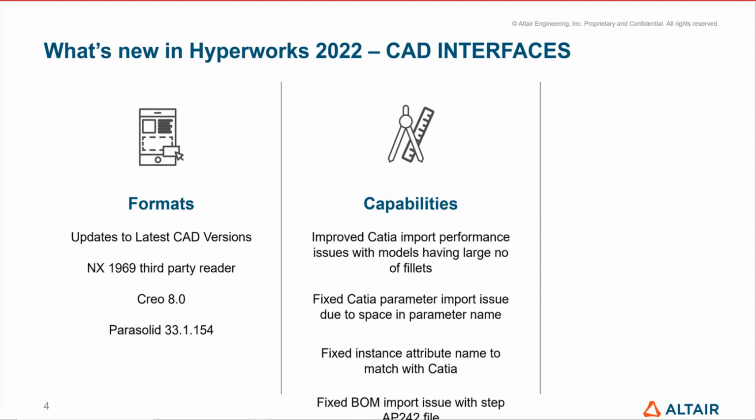Some of the capabilities we've improved from the CAD side: we have improved performance on model import, especially with a large number of fillets or a large number of bodies. There used to be a little bit of slowdown from a third party, which has been improved. And also from the CATIA parameter import, parameters which had spaces were not imported into HyperMesh. This has been fixed in the current version as well. We also fixed instance attribute names to match the same form as you see in CATIA.